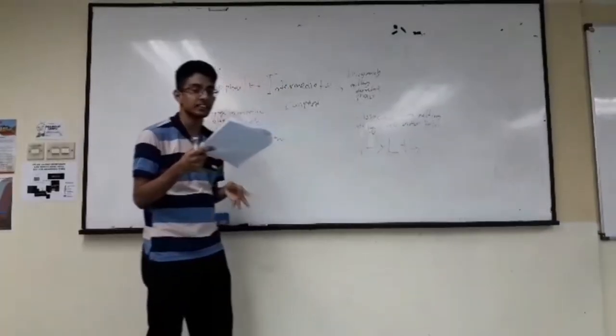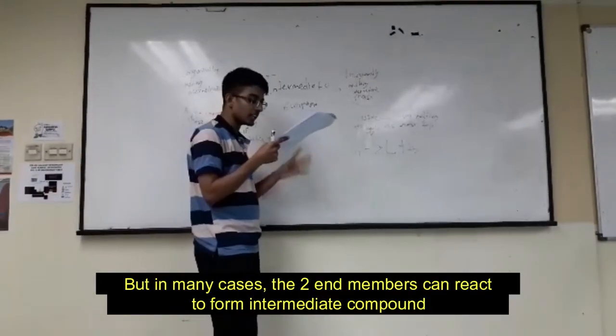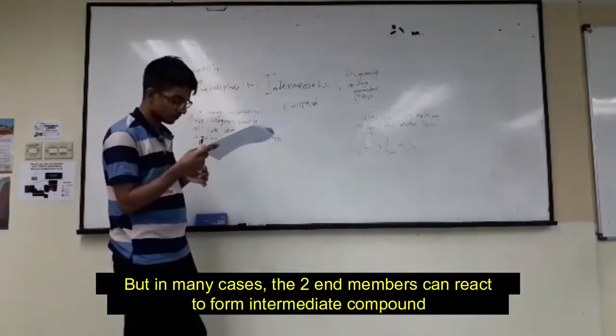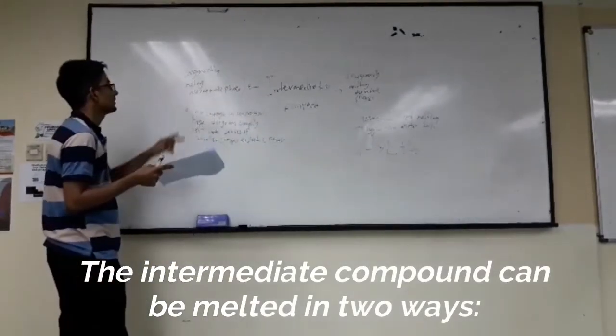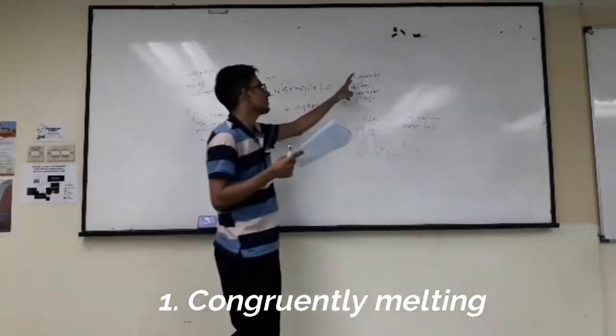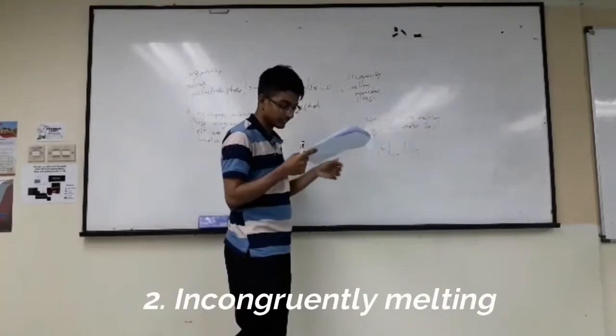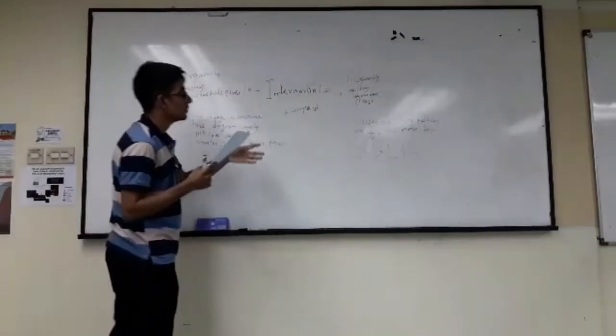But in many cases, in actual fact, the two members will react and an intermediate compound will be formed. Here, the intermediate compound can be melted in two ways. One is congruently melting, another one is incongruently melting. The difference between congruently melting and incongruently melting.